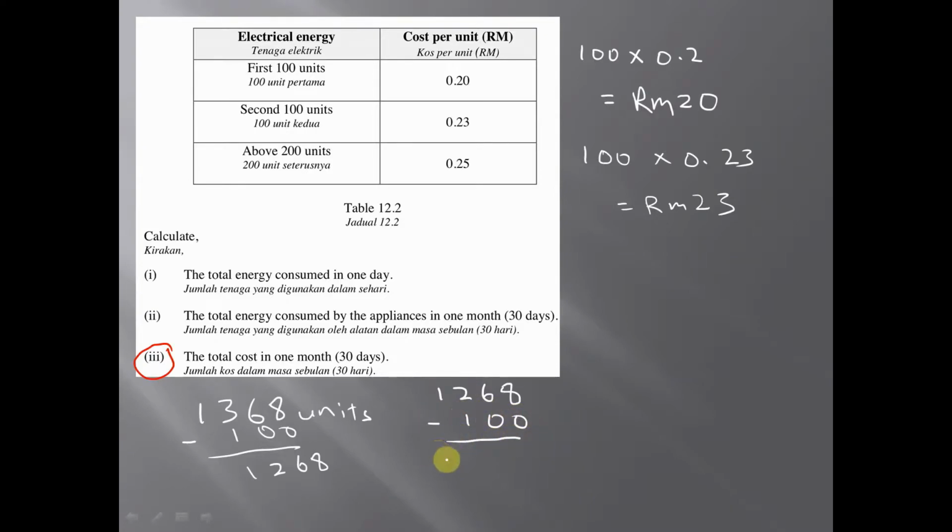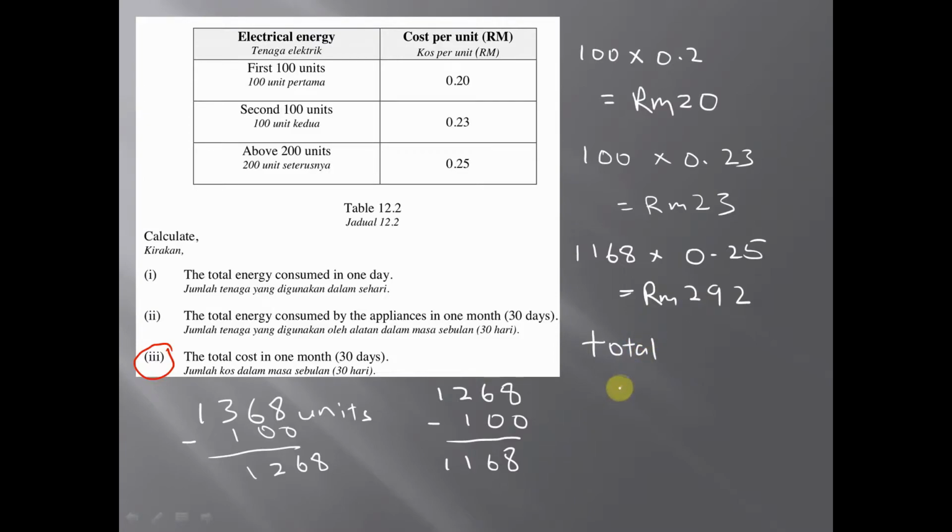Bermakna balance 1,168. Dan mengikut apa yang diberikan, above 200, bermakna apa yang lebih itu, kena bayar 25 sen setiap satu. So it's 1,168 multiplied by 25 cent. So in this case, you have to pay how much here? It's RM292. So what is the total payment that you need to pay per month?